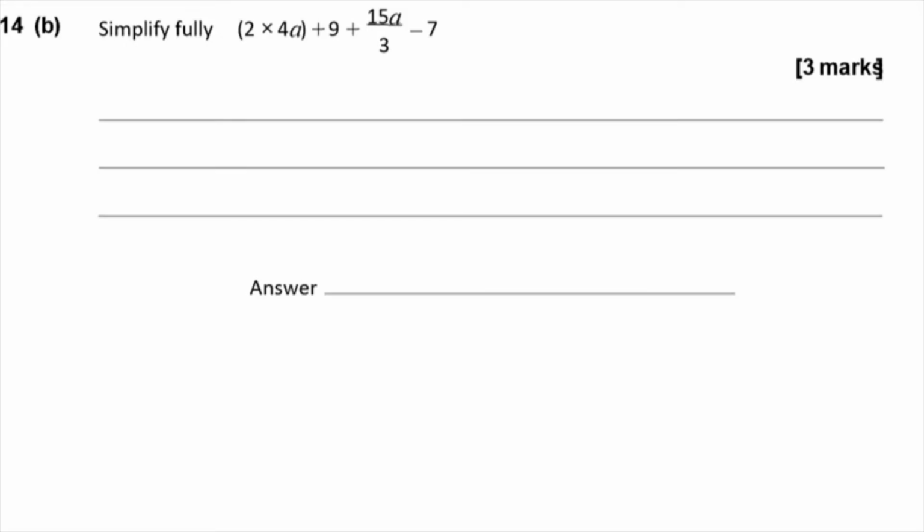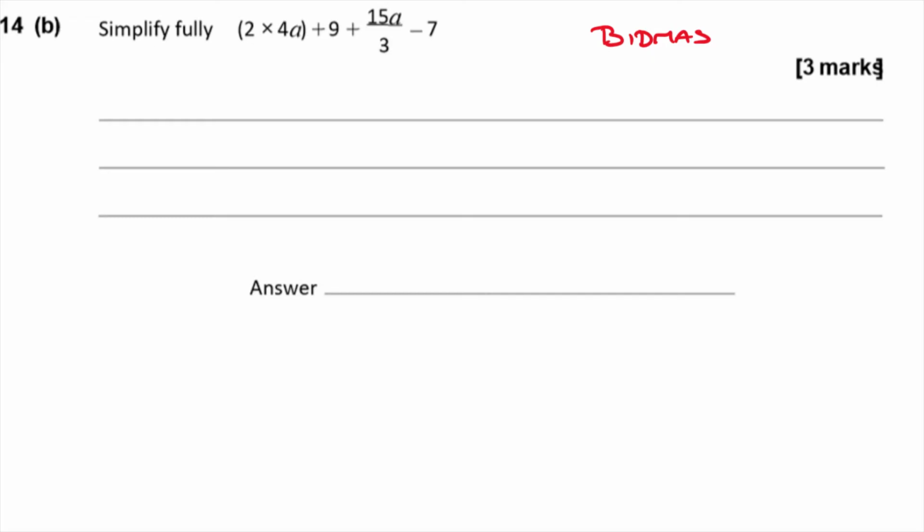Well, this looks like a lot of fun. Part b, simplify fully 2 times (4a plus 9) plus 15a over 3 minus 7. Okay? Right, now it's not an equation that we're trying to solve. We're not going to go through BIDMAS backwards. We're just going to go through normal BIDMAS. So we're going to deal with brackets, then indices, and then division, multiplication, addition, subtraction.